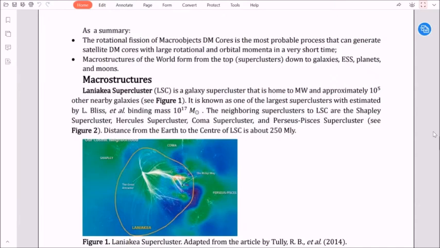Macrostructures. The Laniakea supercluster is a galaxy supercluster that is home to the Milky Way and approximately 100,000 other nearby galaxies. It is known as one of the largest superclusters, with an estimated binding mass of about 10 to the power 17 solar masses. The neighboring superclusters to the Laniakea supercluster are the Shapley supercluster, Hercules supercluster, Coma supercluster, and Perseus-Pisces supercluster. The distance from the Earth to the center of the Laniakea supercluster is about 250 million light years.